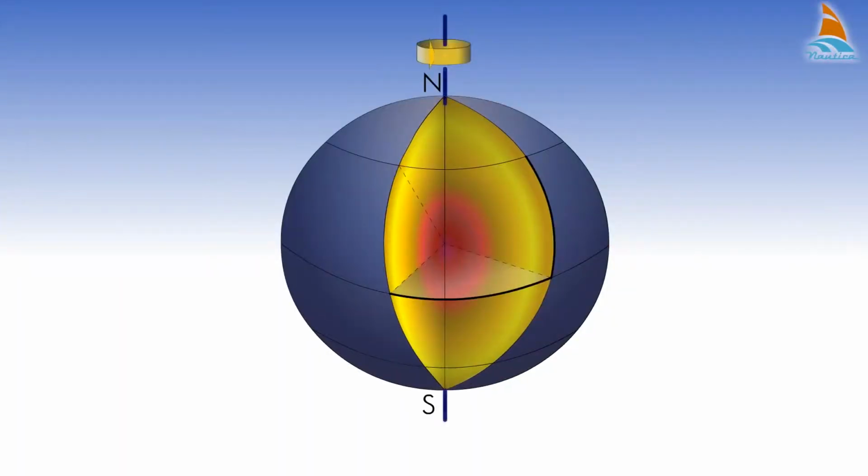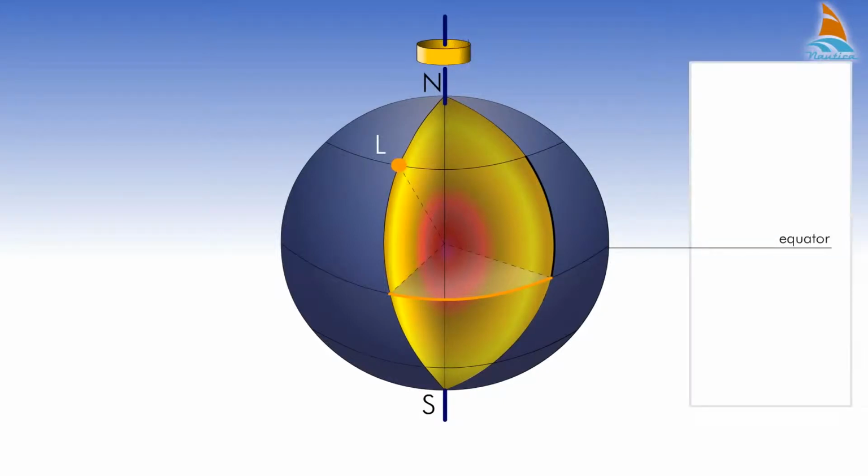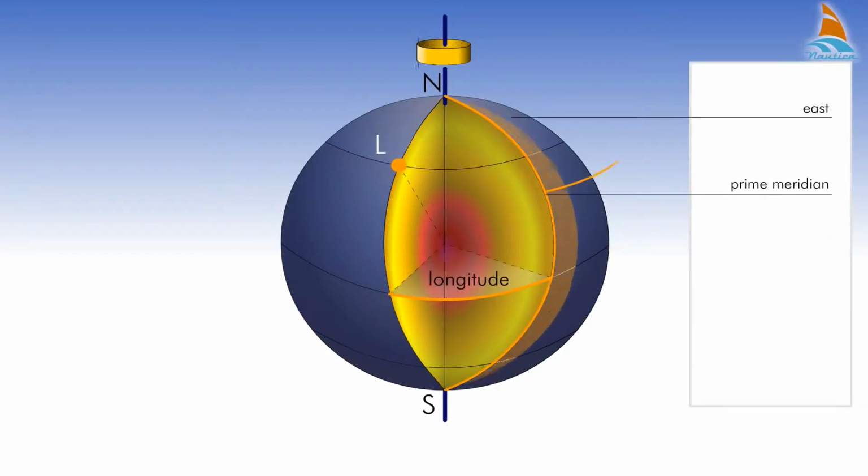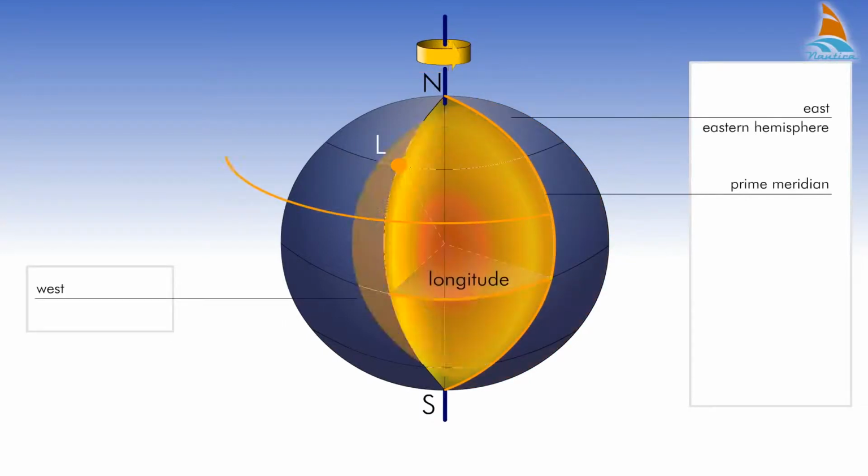The geographical longitude of position L is the arc measured on the equator that is included between the prime meridian and the meridian passing through L. The longitude is defined as east, E, if the position is in the eastern hemisphere, or west, W, if the position is in the western hemisphere.